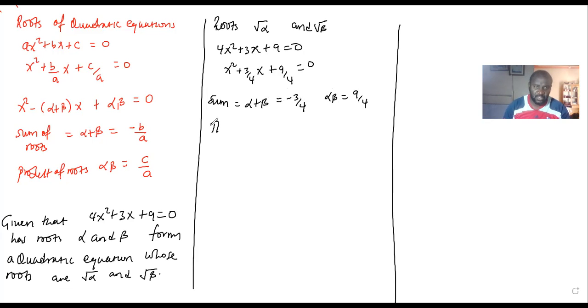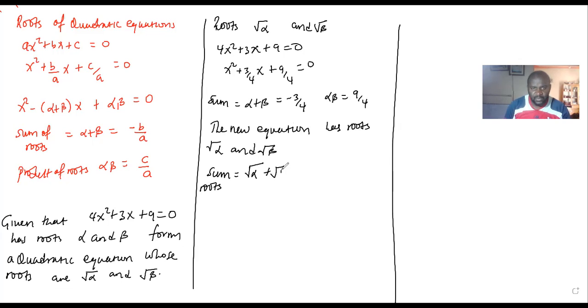So the new equation has roots, root of alpha and root of beta. So the sum of the roots of the new equation will be root of alpha plus root of beta. And this can be seen from where?